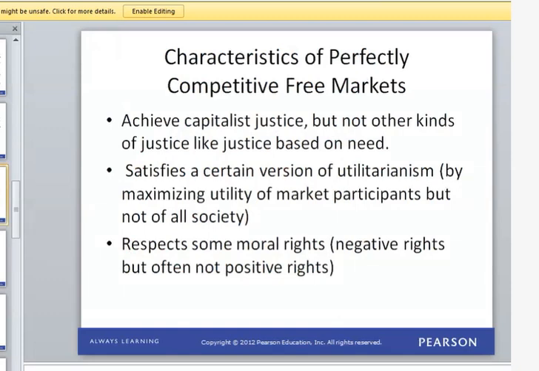Okay, again, continuation of the characteristic of perfect competition. So I said here, achieve capitalist justice. The principle of justice, the principle of right, we will look into that. So talking about justice, right? For this perfectly competitive market, they only achieve so-called capitalist justice. And kita belajar itu, capitalist justice refer to what? What is capitalist justice?